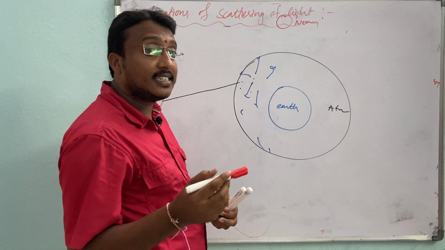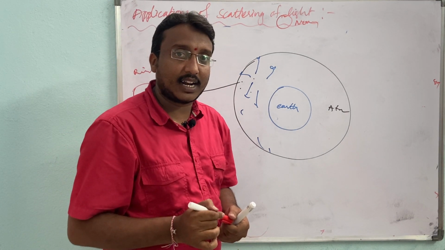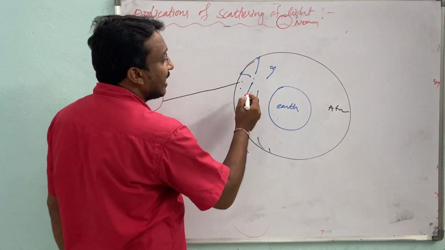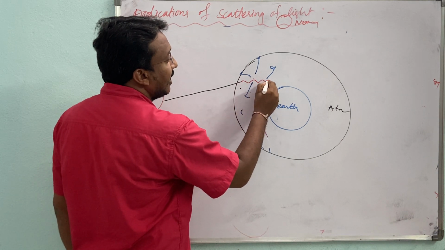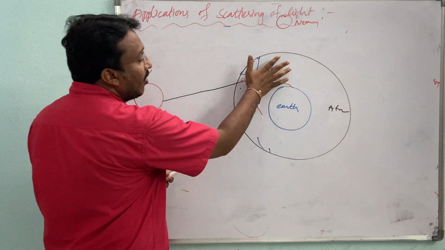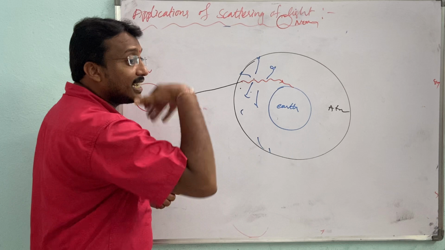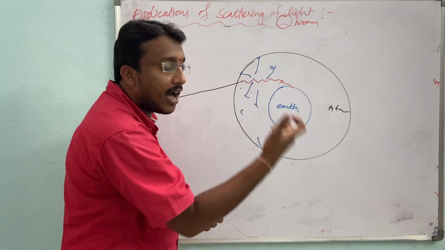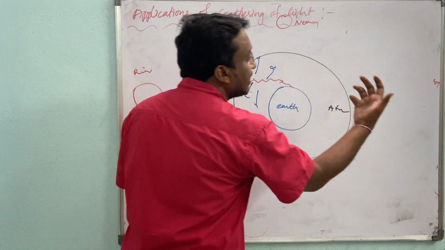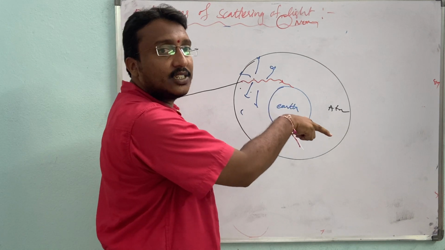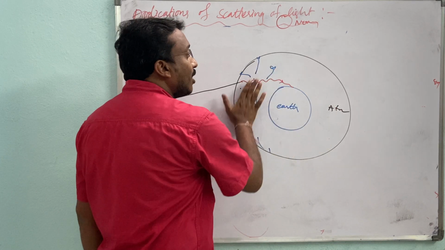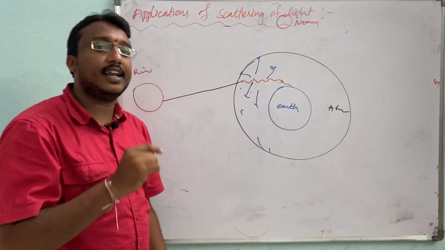But the red color's wavelength is greater, so less scattering takes place. That's why it reaches our earth. The remaining colors are vanished out before reaching our eye at sunrise time and sunset time. Only red color reaches our eye. So that's why we feel that the sky appears red in color.